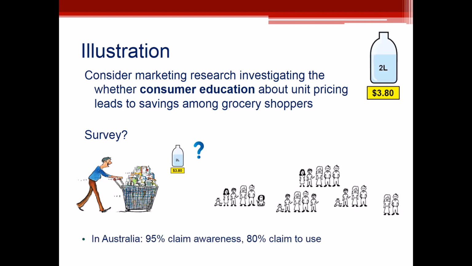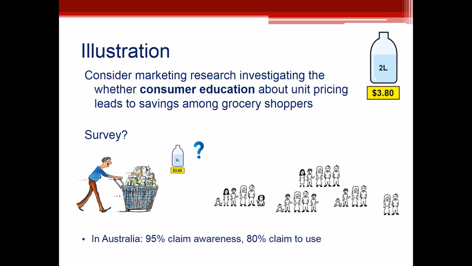So we wanted to avoid some of those issues and look at causal relationships, so therefore we chose an experiment. We can look at the data that has come out of self-report studies in the past around awareness and usage. In Australia, these figures are really quite high. We've got around 95% of people that typically claim to be aware of what unit pricing is, or they're able to describe what it is, and 80% of people claim to use it in a consistent manner. So these are really quite high figures.